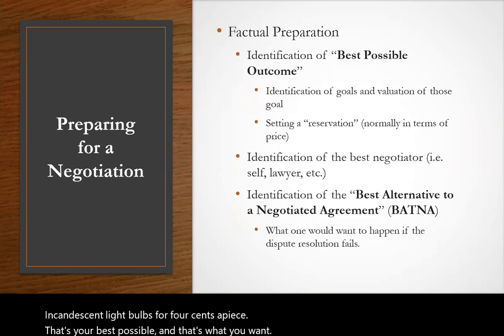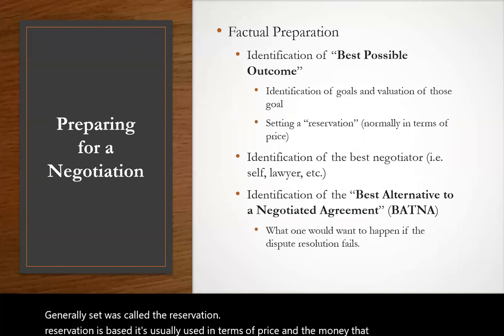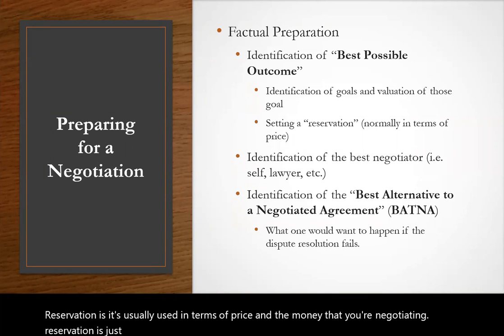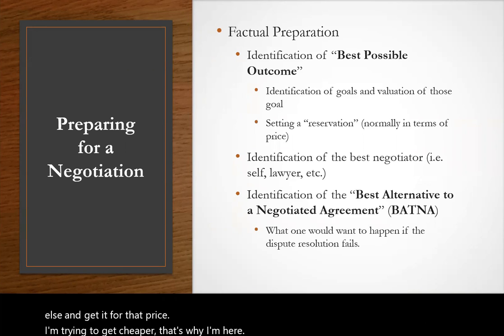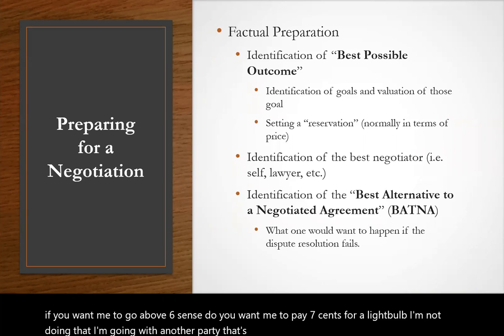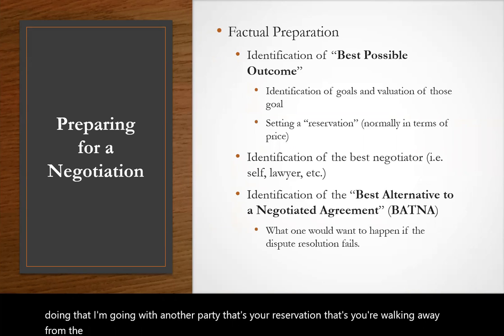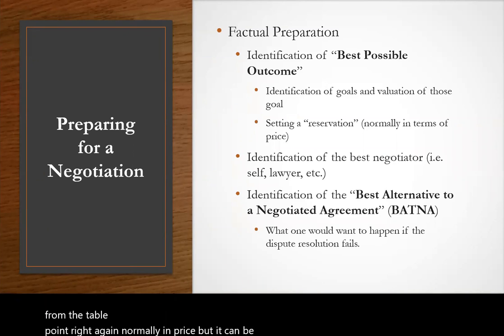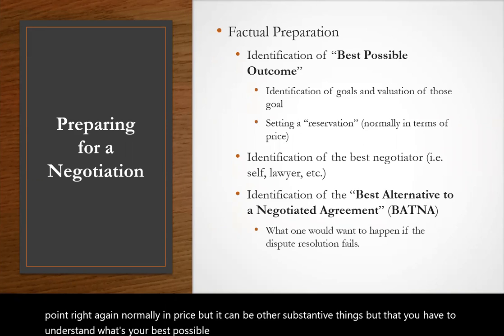You have to, in this instance, generally set what's called a reservation, right? Reservation is usually used in terms of price, and the money that you're negotiating. Reservation is just this concept that I will not go above a certain price, right? I can go somewhere else and get it for that price. I'm trying to get it cheaper. That's why I'm here. But if I can't get it from you, if you want me to go above 6 cents, you want me to pay 7 cents for a light bulb, I'm not doing that. I'm going with another party. That's your reservation. That's your walking away from the table point, right? Again, normally in price, but it can be other substantive things. But you have to understand what's your best possible outcome and when are you willing to walk away?